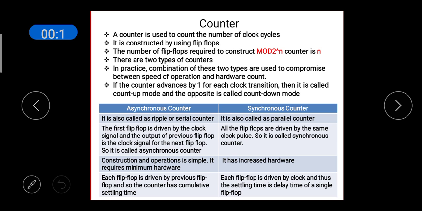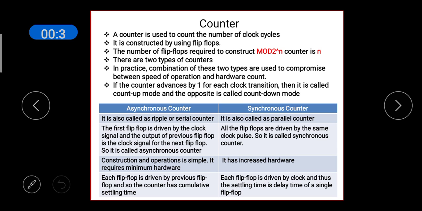That is, if you use one flip-flop, you can construct a mod 2 counter. If you use two flip-flops, you can construct a mod 4 counter. If you have 3 flip-flops, you can construct a mod 8 counter and so on.